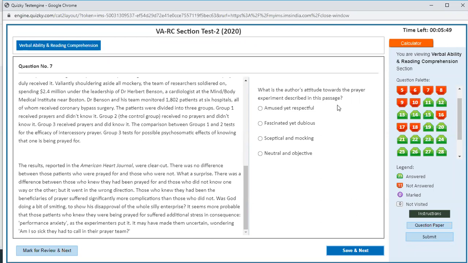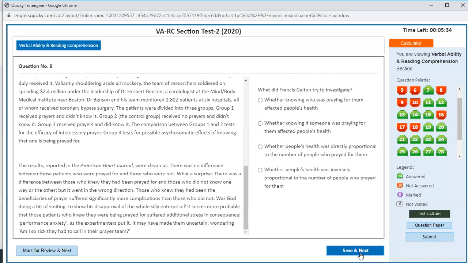Okay. What is the author's attitude towards the prayer experiment described in this passage? Amused yet respectful. Respectful is not there at all. Fascinated yet dubious. Dubious is not there either. It's sure that the experiment happened, and the author made fun of it. Skeptical and mocking, yes. Neutral is not it, and objective is not it. Okay, C is the answer.